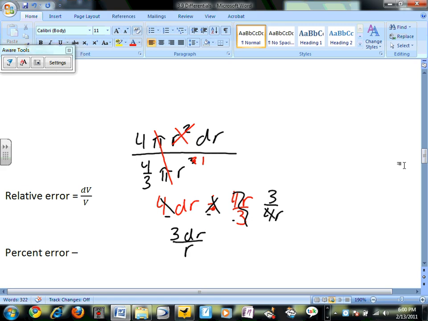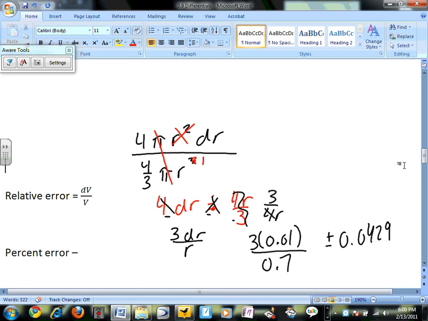To find our relative error, we plug our dr in, which was 3 times 0.01, divided by the radius, which was 0.7. When we plug that into our calculator, we get a relative error of plus or minus 0.0429.